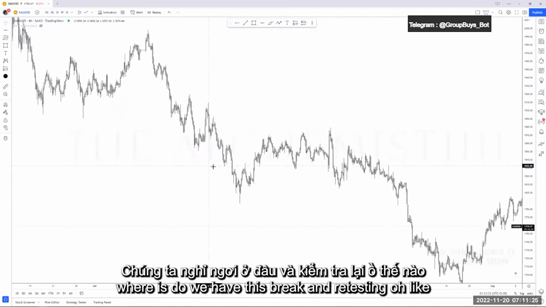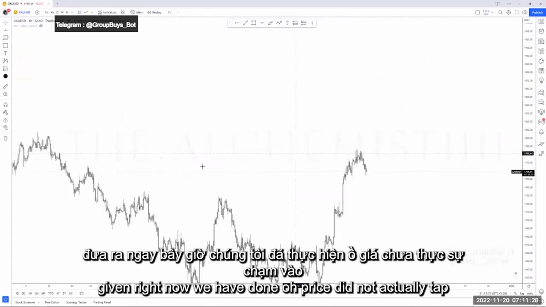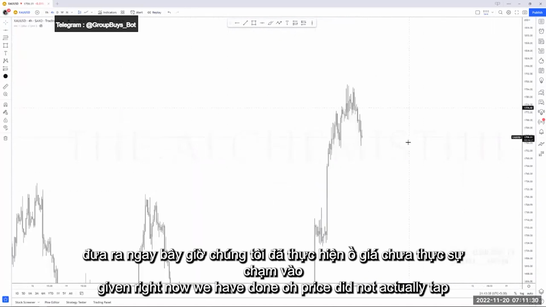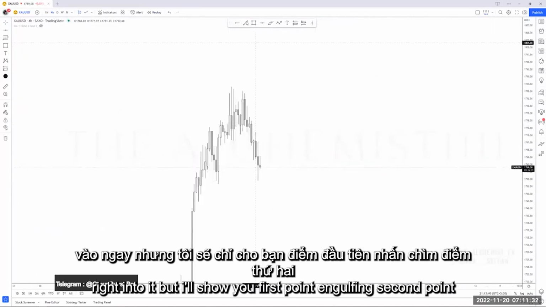Where else do we have this break and retesting? Like even right now we have one. Price did not actually tap right into it, but I'll show you. First point, engulfing. Second point, engulfing.